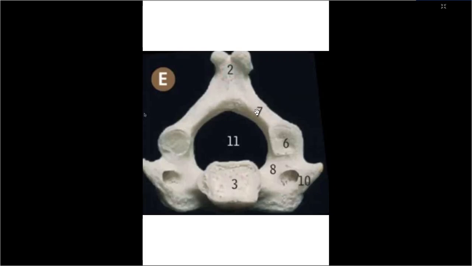Okay. And what about this eight? Eight is the pedicle. Three is body. And ten, transverse process with the foramen. Okay. So can you tell me the atypical features of this vertebra?